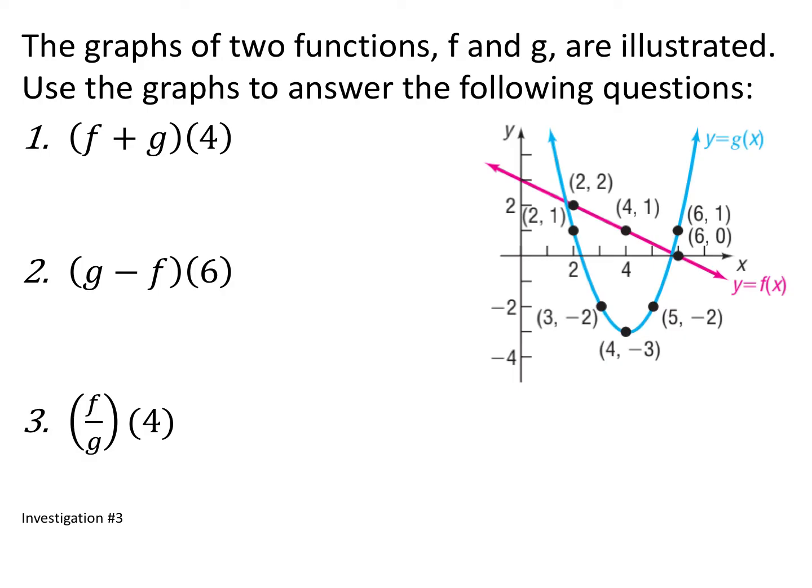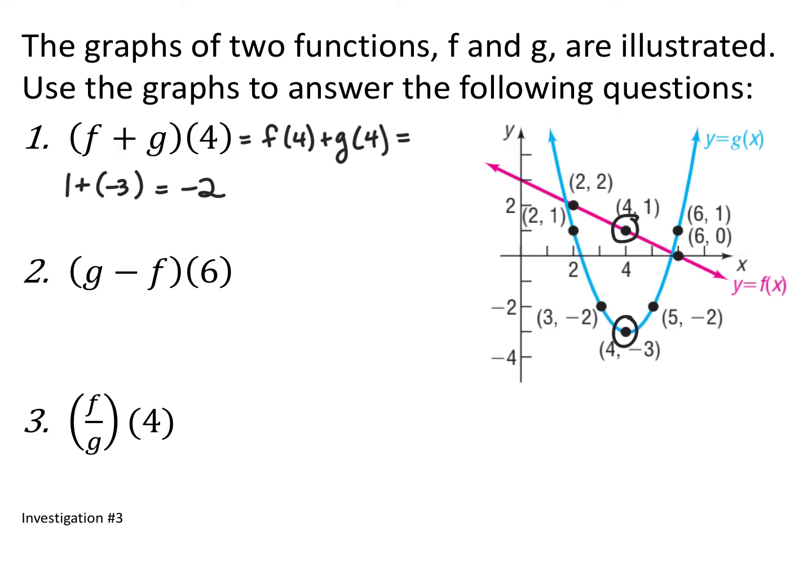So remember we talked about in the last section that (f plus g)(4), or something like that, means that we want f of 4 plus g of 4. So I'm going to look at my graphs and evaluate these on my graph. If I look at x equals 4 and I find f of 4, I see that f of 4 is equal to 1. And then if I find g of 4, I find that g of 4 is equal to negative 3. So 1 plus negative 3 is negative 2.